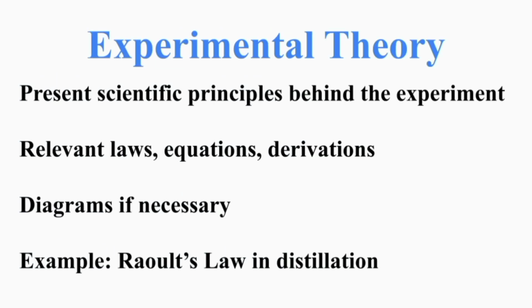Then the experimental theory. Under the experimental theory, you present scientific principles behind the experiment. You also state the relevant law. For example, you have here Raoult's law in distillation. You state the equations that are involved. If there are any derivations, you include them. And then if there is any need, you can also include diagrams in it.